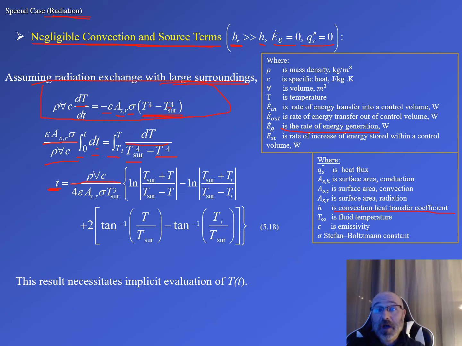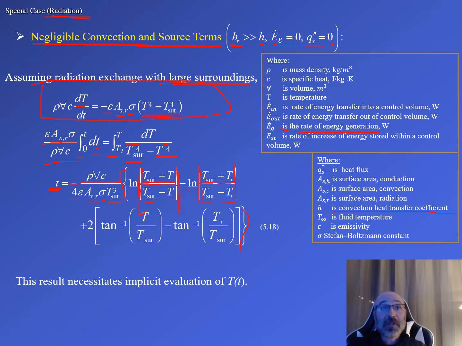We have rho Vc all divided by 4 times epsilon times A sub SR, times the Stefan-Boltzmann constant, times T surrounding to the 3rd. All this is now times the natural log of the temperature summation between our surrounding and our T, all over the temperature difference between T sub SUR, our surrounding temperature, and our temperature T, minus the natural log of the temperature of our surroundings plus our initial temperature, all divided by the temperature difference between our surroundings and the initial temperature. Notice that both of these are in absolute values.